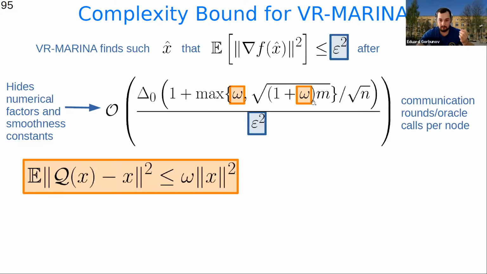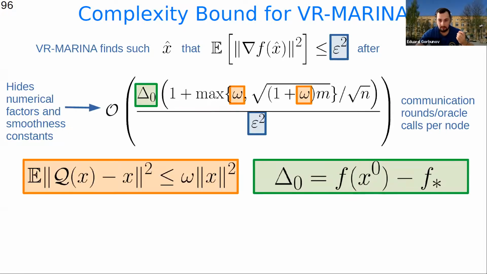But when m is big, the leading term is this one, and the dependence on omega will be better. But the price for that is large m here. So in general, we cannot improve the communication. We cannot improve the dependence on omega, so the number of communication rounds cannot be better than omega over square root of n over epsilon to the power 2. But here we compute just a stochastic gradient.